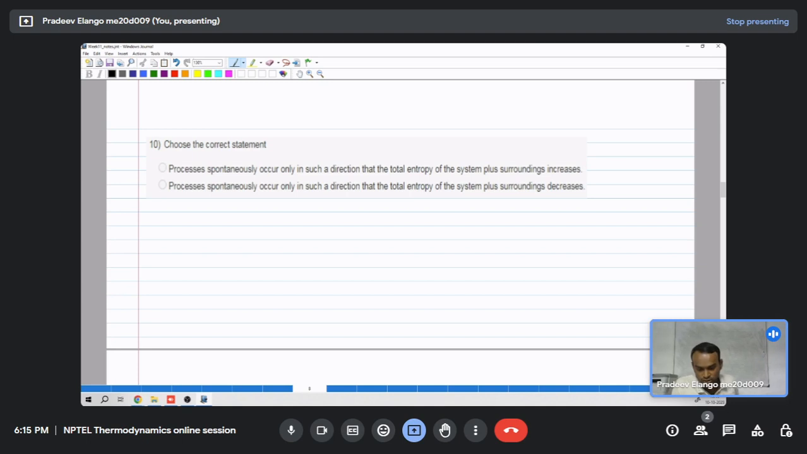Next problem, choose the correct statement. Processes spontaneously occur only in such a direction that the total entropy of the system plus surrounding increases and it does not decrease.